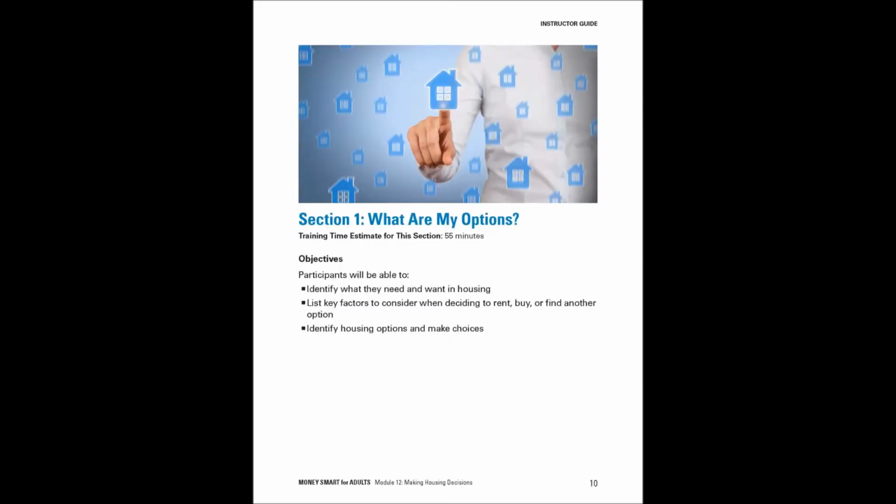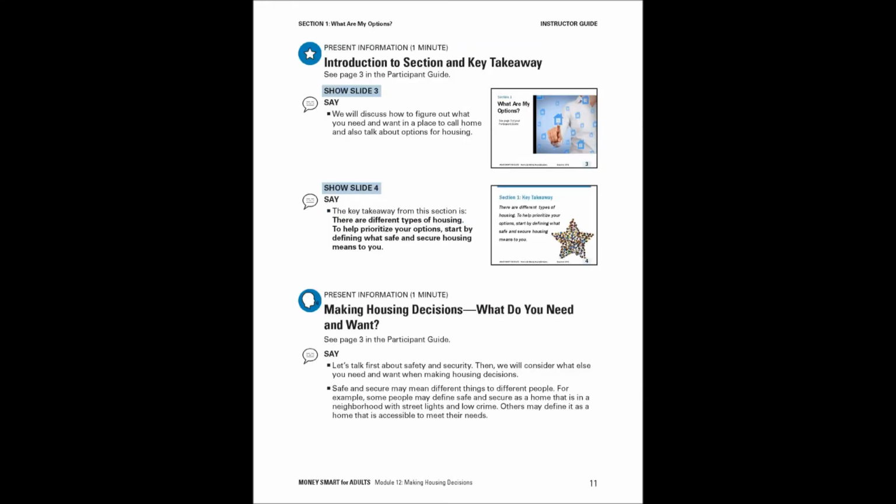Now let's get into section 1. What are my options? In this section, you're looking at helping participants to identify what they need and want in housing. You're going to list key factors to consider when deciding to rent, buy, or find another option, and then identify housing options and make choices. So that's what we're covering here in this first section.